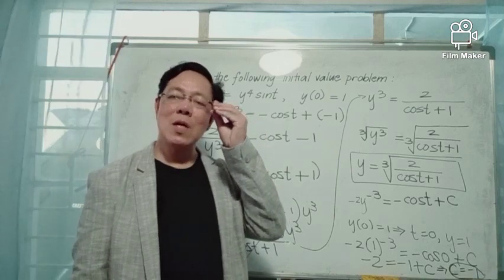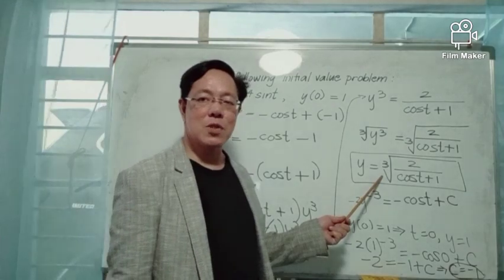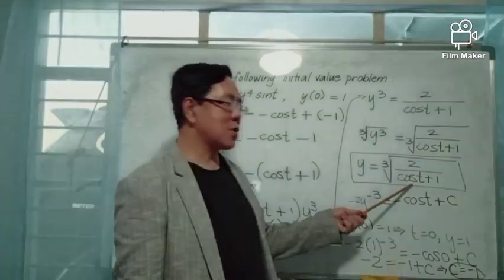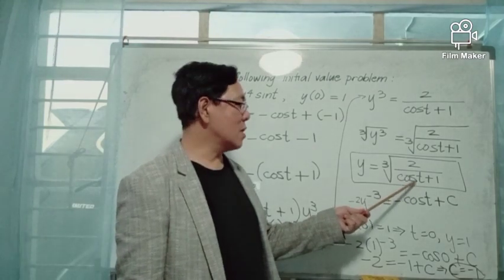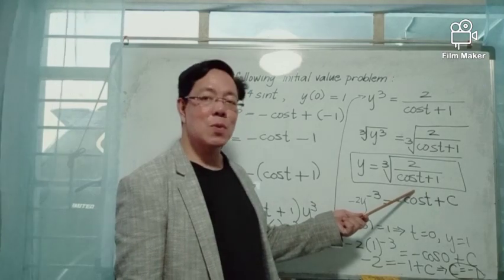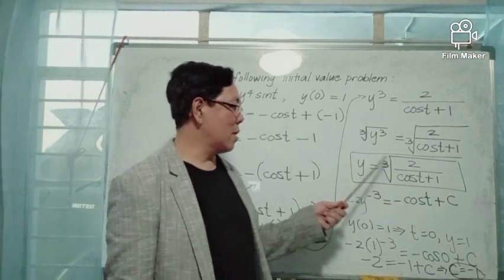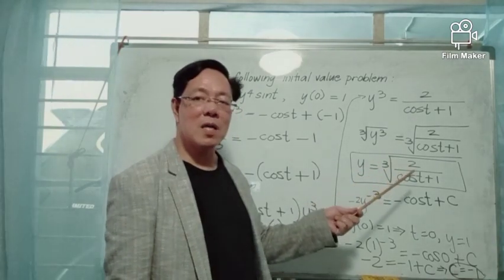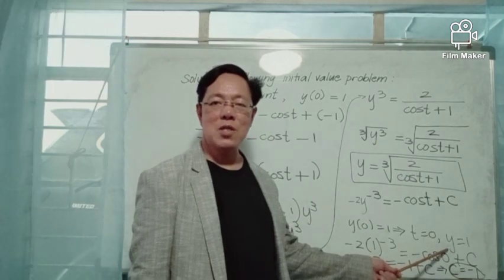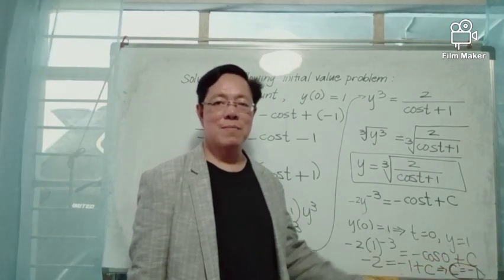You substitute the initial conditions given in the particular solution. Example, when t is 0, we substitute 0 for t. Cosine of 0 is 1, plus 1 is 2. We have 2 in the denominator and 2 in the numerator. 2 divided by 2 is 1. And the cube root of 1 is 1, which is the initial condition given for y equals 1.